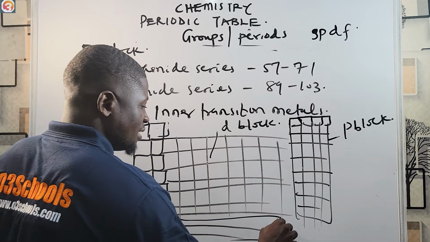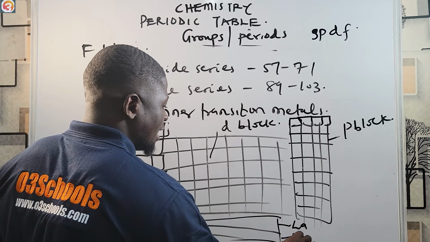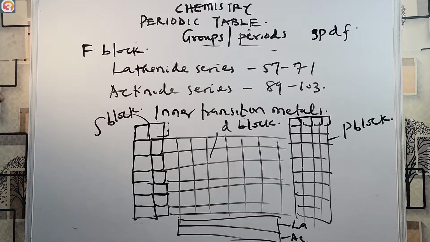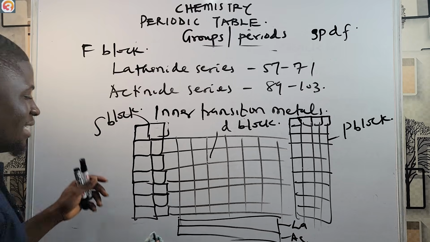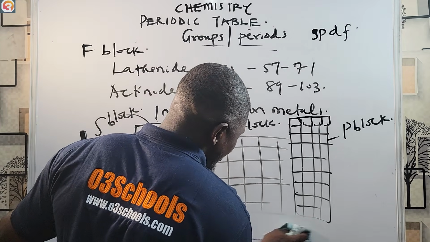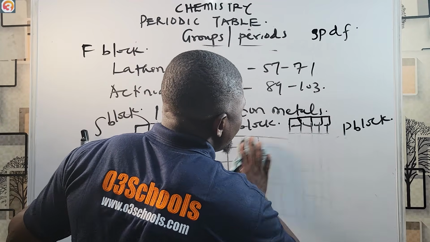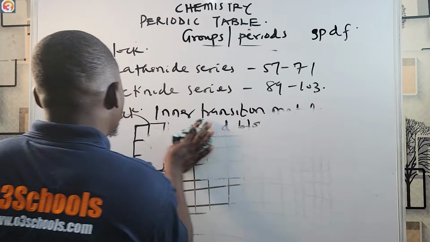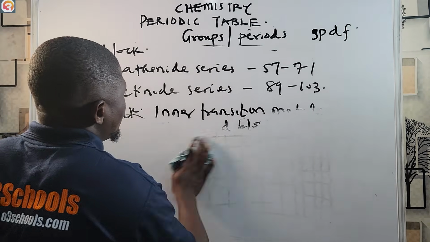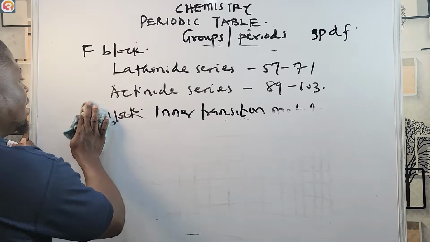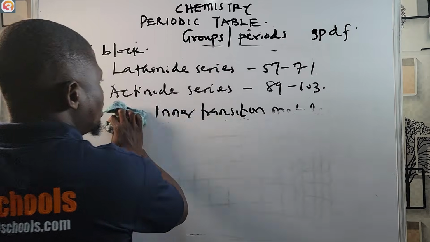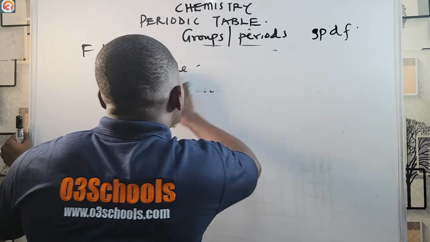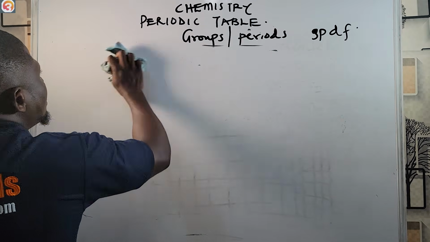We have lanthanides, then we have actinides. Those are called the F block elements because their outermost electron resides in the F orbital. So the F block elements are divided into two: the lanthanides and the actinide series.